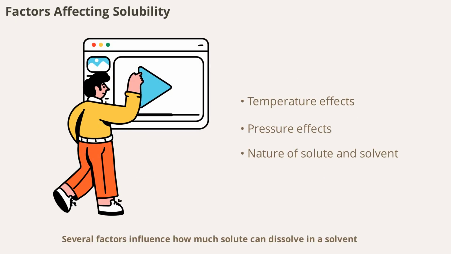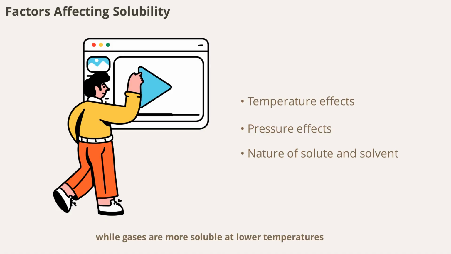Several factors influence how much solute can dissolve in a solvent. Temperature is a major factor. Most solids dissolve better at higher temperatures, while gases are more soluble at lower temperatures. Pressure mainly affects the solubility of gases. The nature of the solute and solvent also matters. Polar solutes dissolve best in polar solvents, and nonpolar in nonpolar. Understanding these factors helps in designing solutions for various applications.